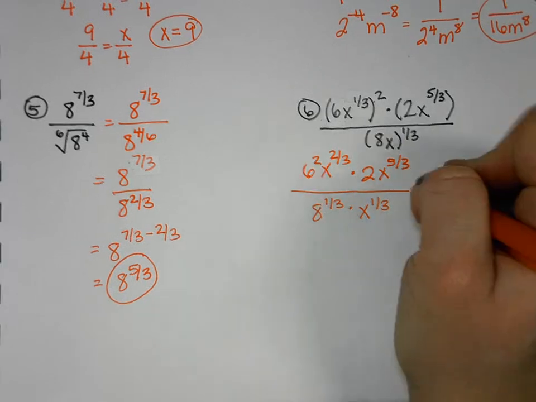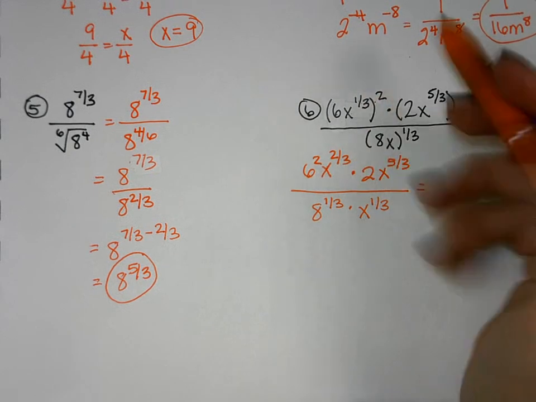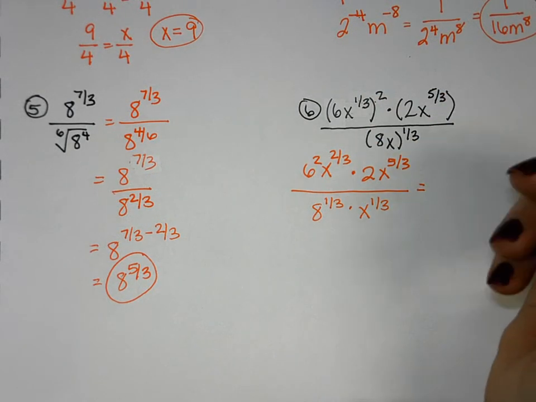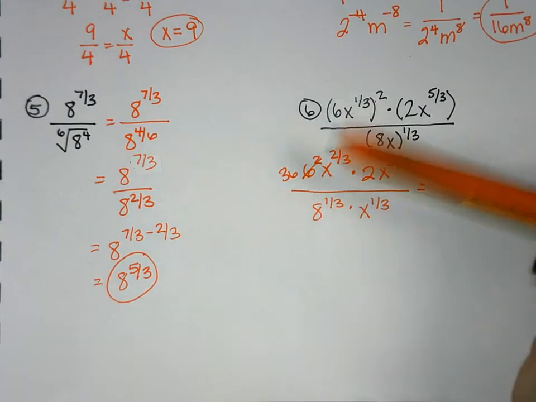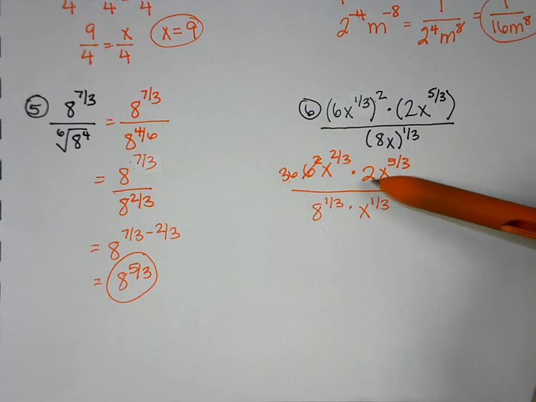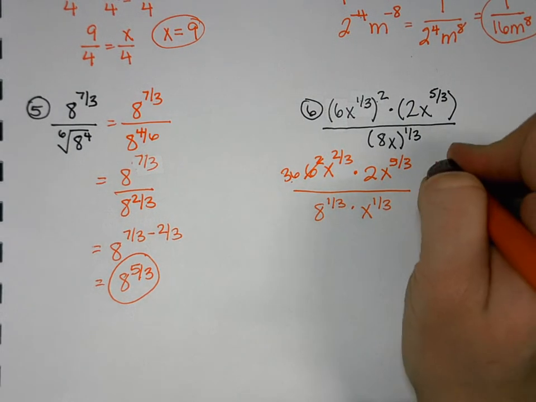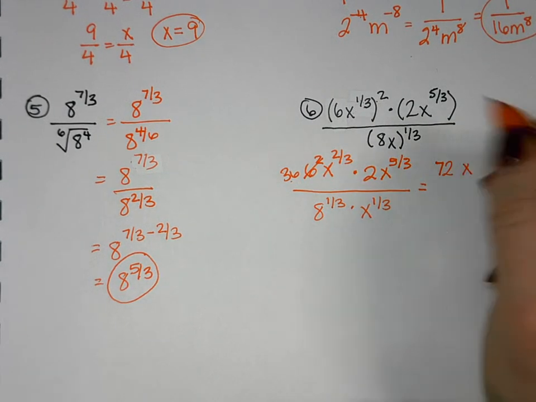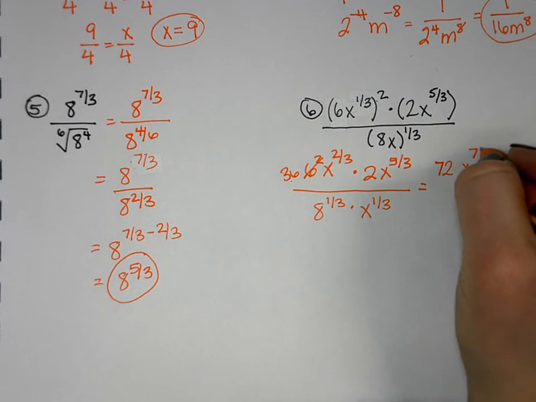So I'm going to work just the numerator right now. 6 squared. Anyone know what 6 squared is? 36. So I'm going to write 36 over here. So now I can multiply 36 times 2. So 36 times 2, I believe, is 72. And then we can add the exponents of our x. 2 over 3 plus 5 over 3 will give us 7 over 3.